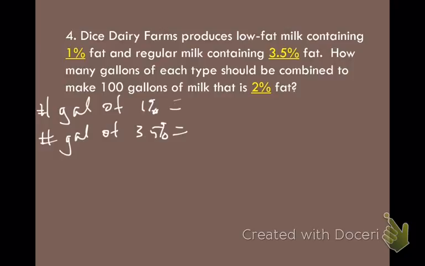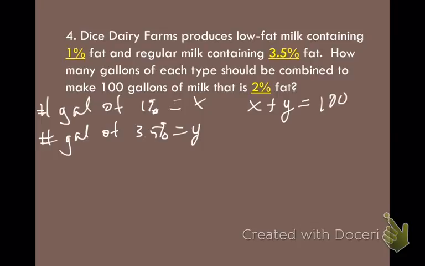Okay, and since they don't really depend on each other, again, we can define them however we want. So we'll let x be the 1% and y be the 3.5%. Okay, but x and y are gallons, number of gallons, right? We need 100 gallons. So we're going to take x plus y, which is the number of gallons of each type of milk. We have to add those together to make 100.